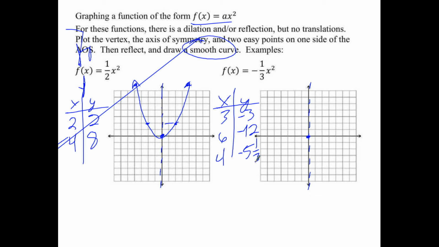So now we can graph these. We have 3, negative 3. Then we have 6, negative 12. So here's negative 7, negative 8, negative 9, negative 10. It's way down here somewhere, right? It's terrible, but I'm going to put it on there anyway. And then 4 and negative 5 and 1/3 is like somewhere in here. Now what do we do?